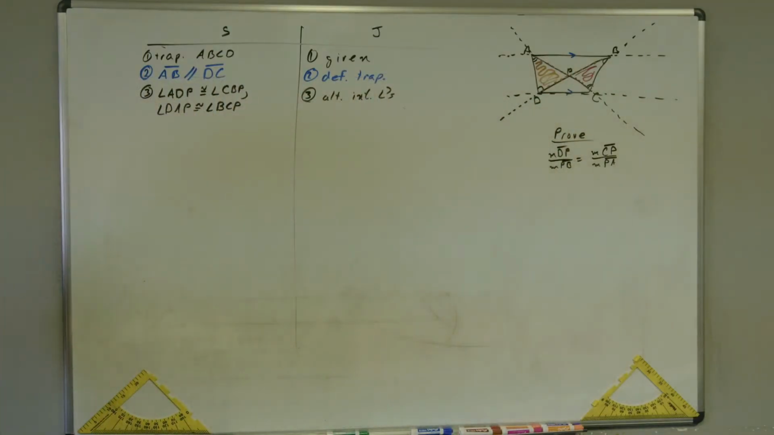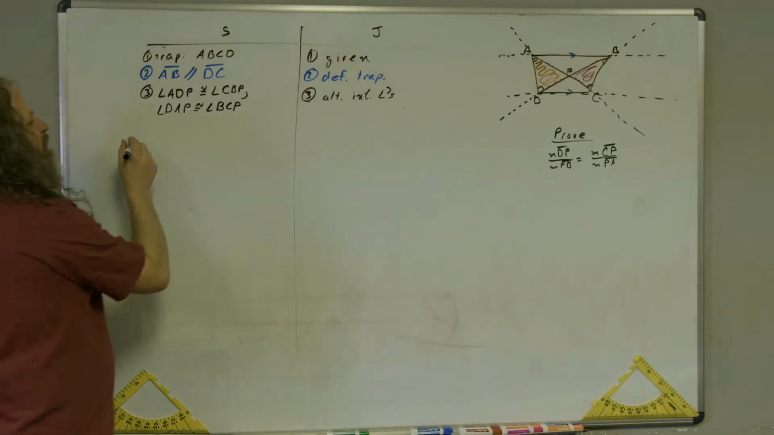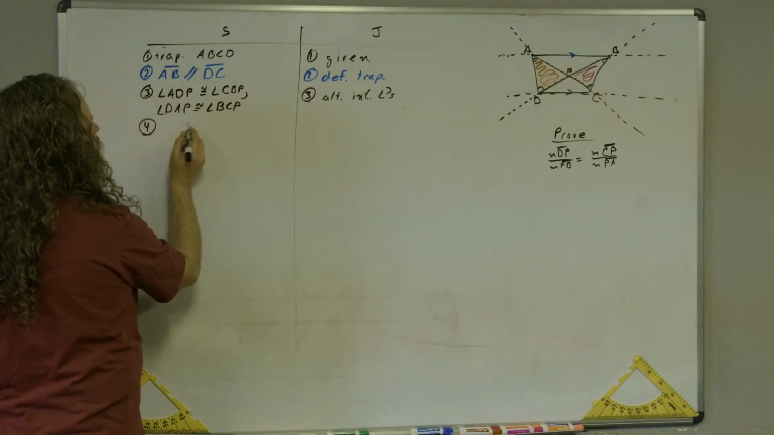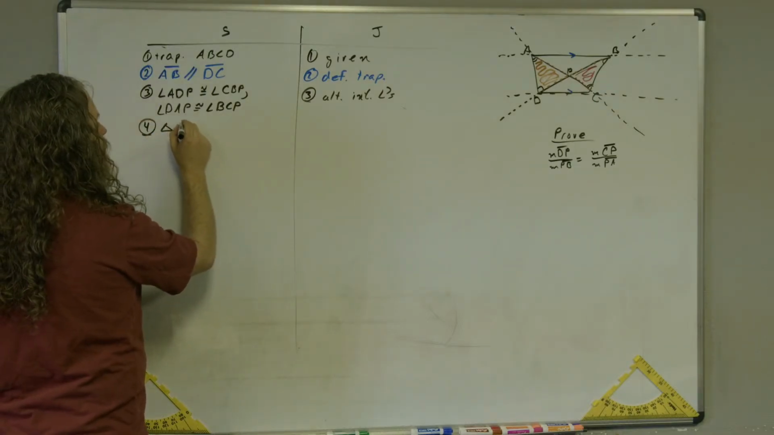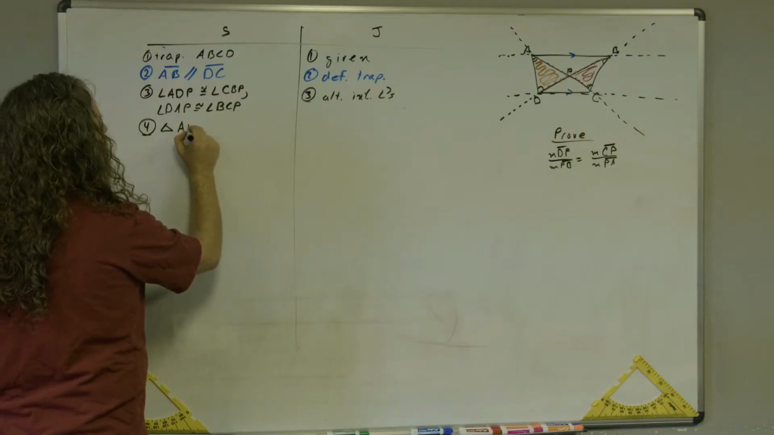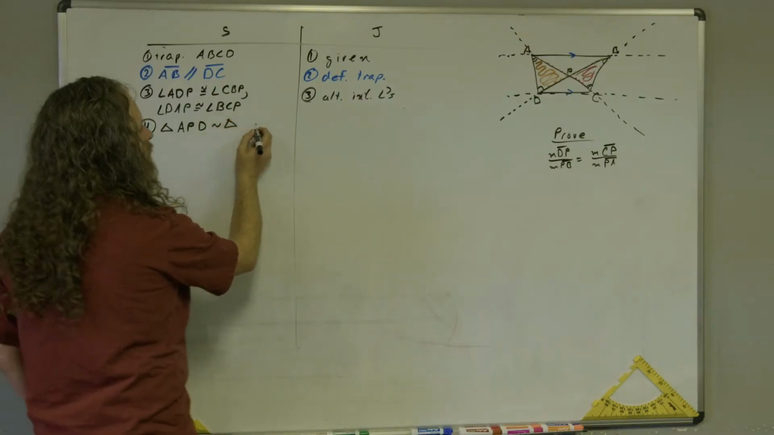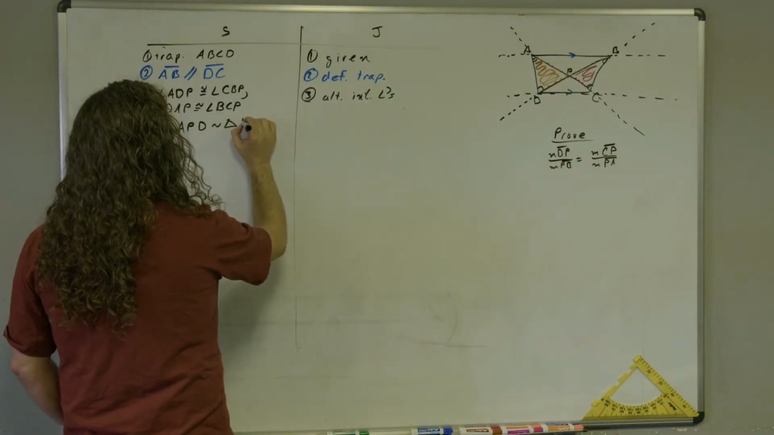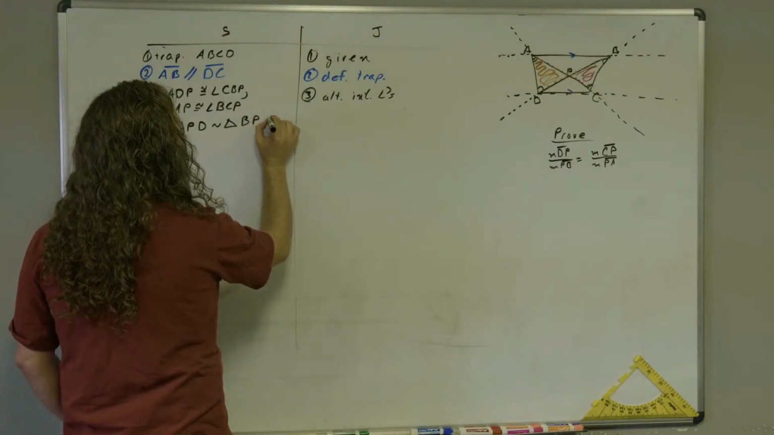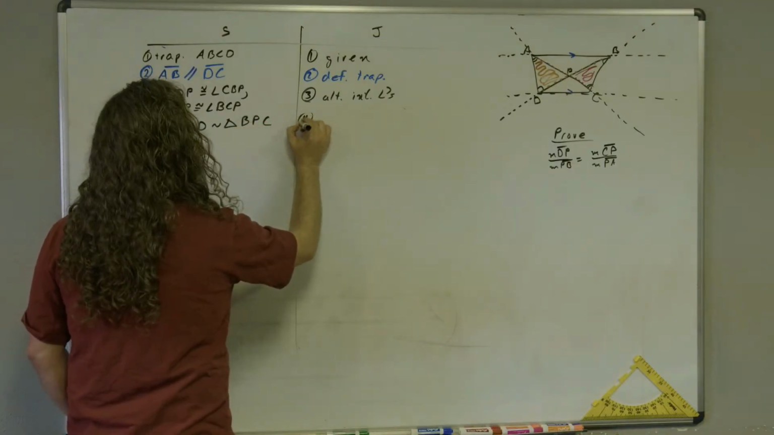Can we say the triangles are congruent? No, it's not congruent. We cannot say they're congruent. But can we say they're similar? Yes, we can. What justification? Angle, angle. Triangle APD is similar to triangle BPC because angle, angle.